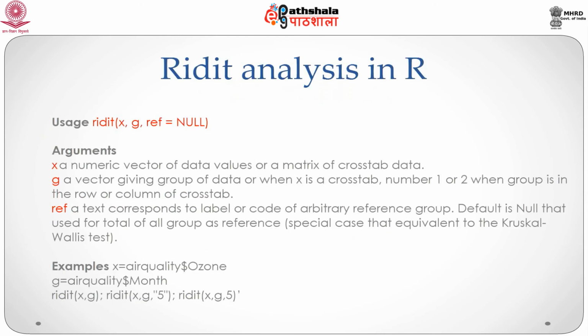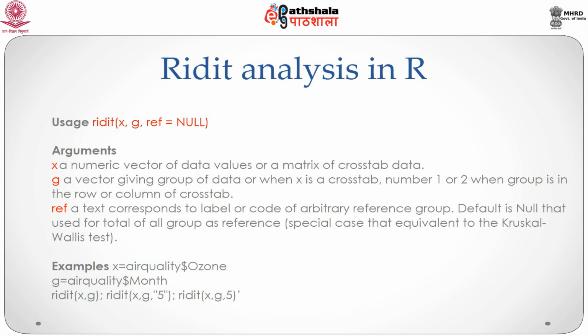This can be done by using the ridit function from the ridit library of R. The usage of the ridit function is highlighted on this slide. So the usage is ridit x g with an optional reference argument, where x is a numeric vector of data values or a matrix of crosstab data. G is a vector giving group of data, or when x is a crosstab, number 1 or 2 when group is in the row or column of crosstab. And reference is an optional argument which denotes the code or the label of the arbitrary reference group.